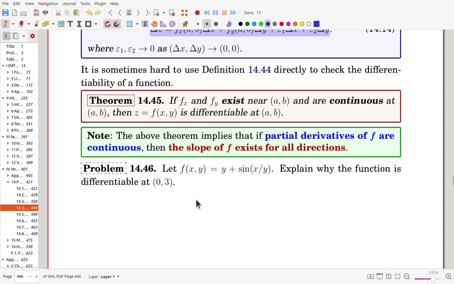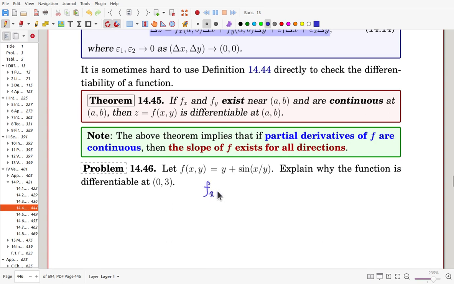Let's try to solve this problem. f of x, y equals y plus sine of x over y. Explain why the function is differentiable at the point (0, 3). Okay, at (0, 3), nothing is wrong. The function is continuous, and also we can get the partial derivatives. Let's try to get them.